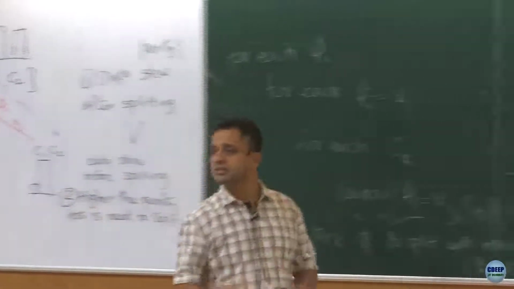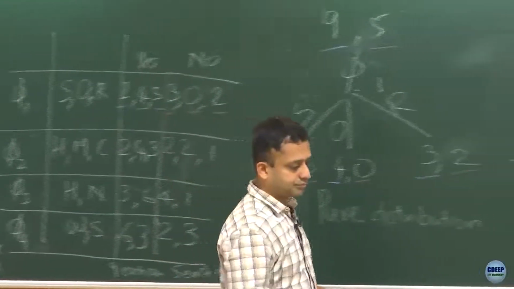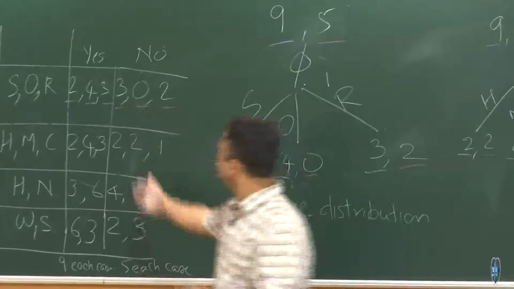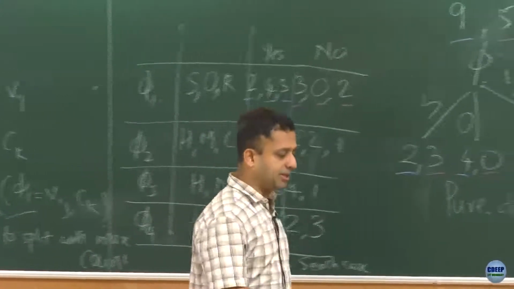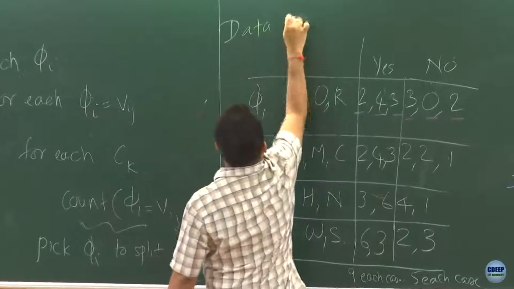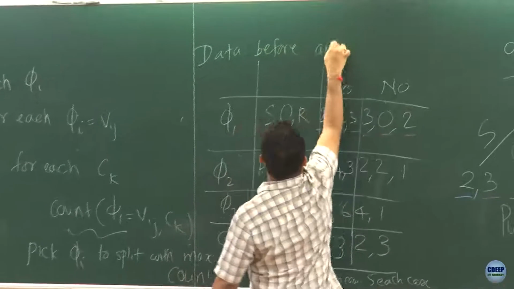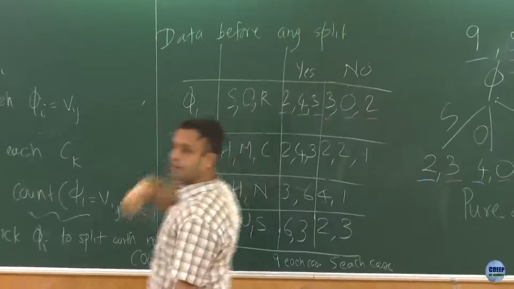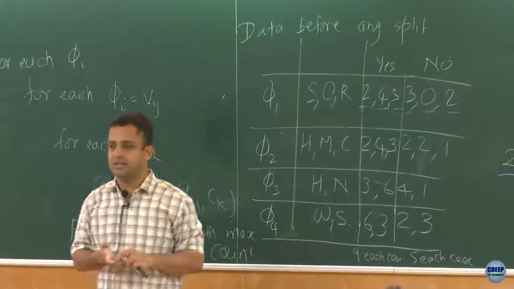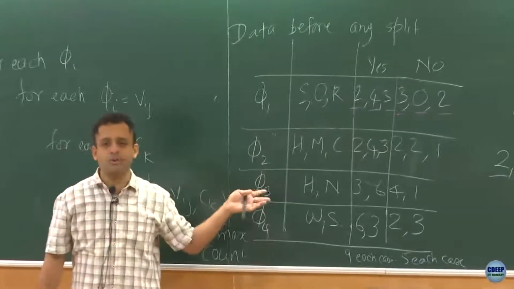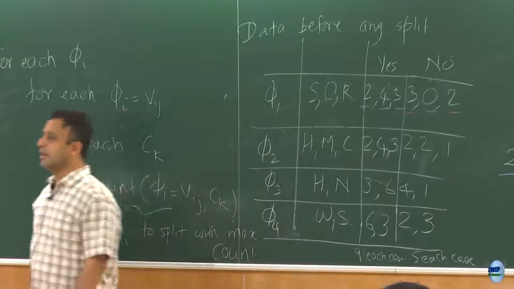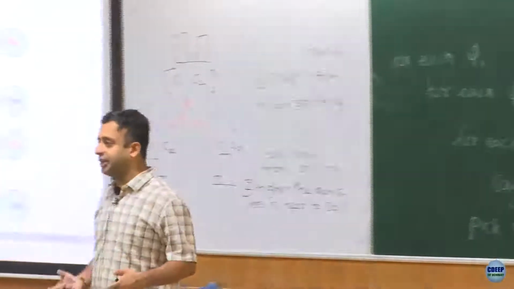Do you agree with this observation? Higher the purity means higher the skew. Now, this was the data before I split, right? This is a view of the data before any split. But now, the moment I choose phi 1 to be my first feature to split, will this table be useful anymore if I choose phi 1? No? I'll have to further refine the table.